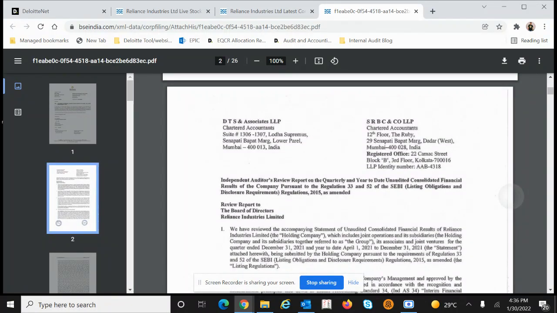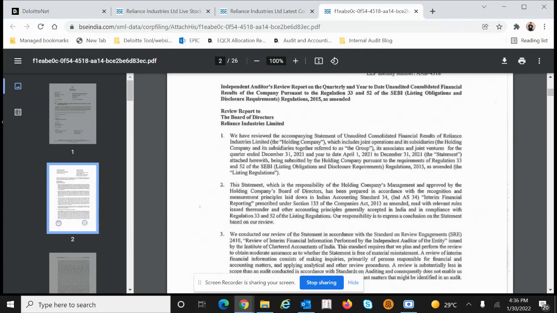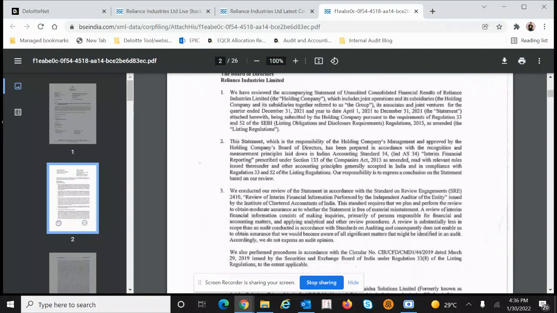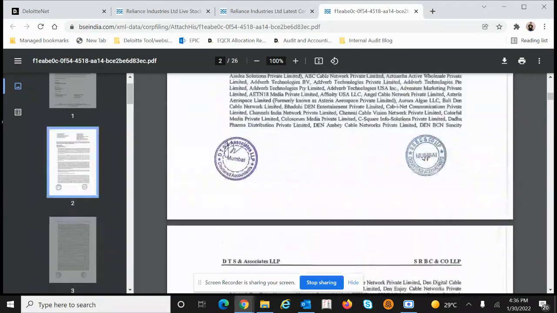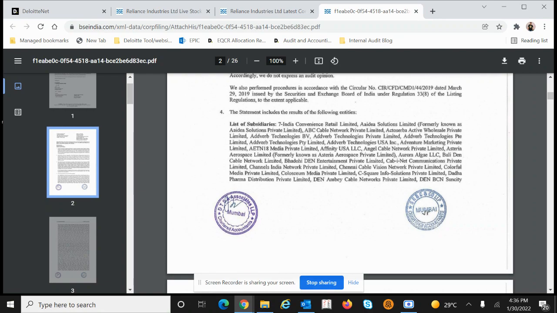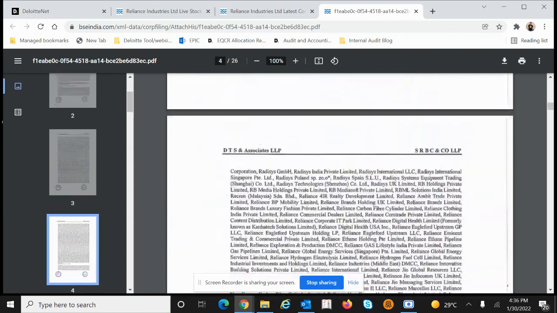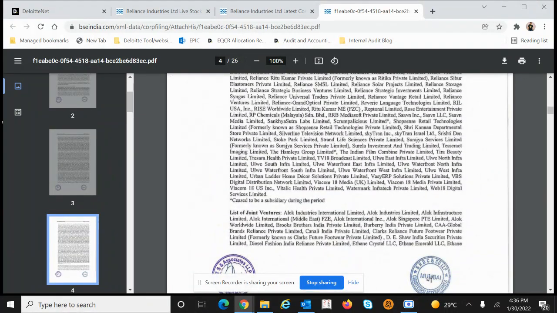So here the auditors of Reliance Industries Limited are the two LLP firms. They have issued their review report, like they have reviewed the standalone financial and the consolidated financial, and the companies, meaning the subsidiaries and the associates, they have included. So here you can see Reliance has a long list of subsidiaries. It goes on and on and on. So three, four pages are just to include the list of subsidiaries.